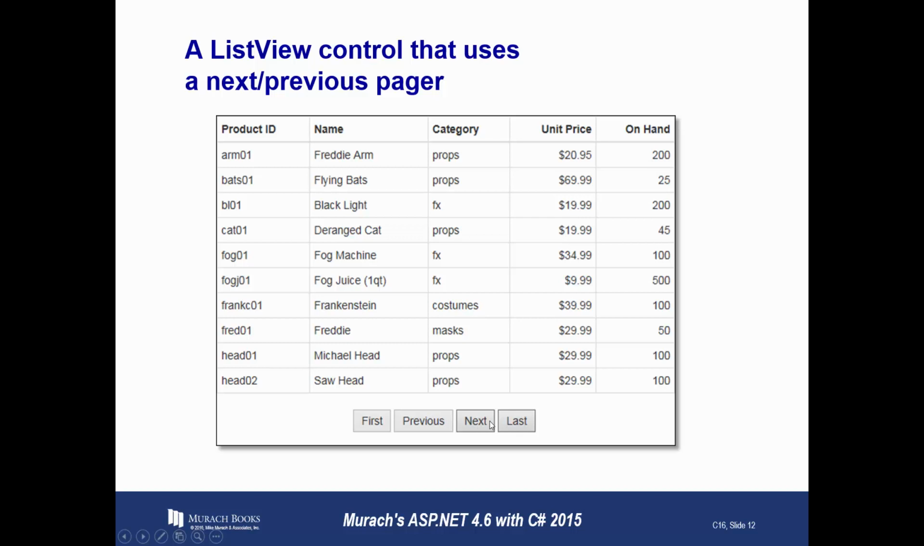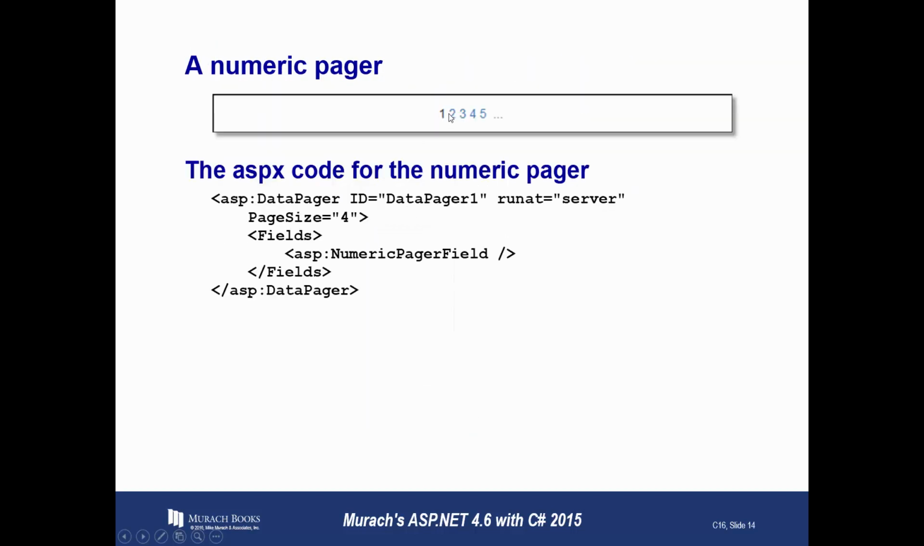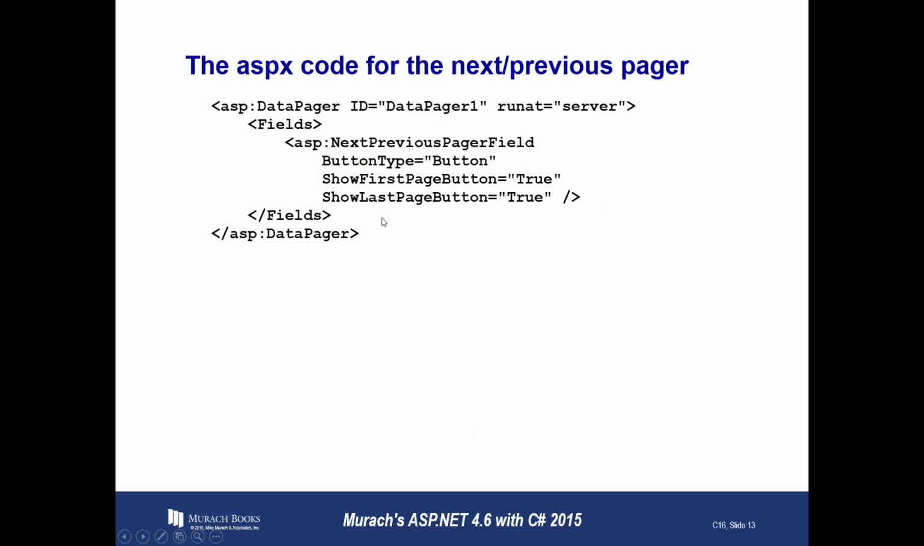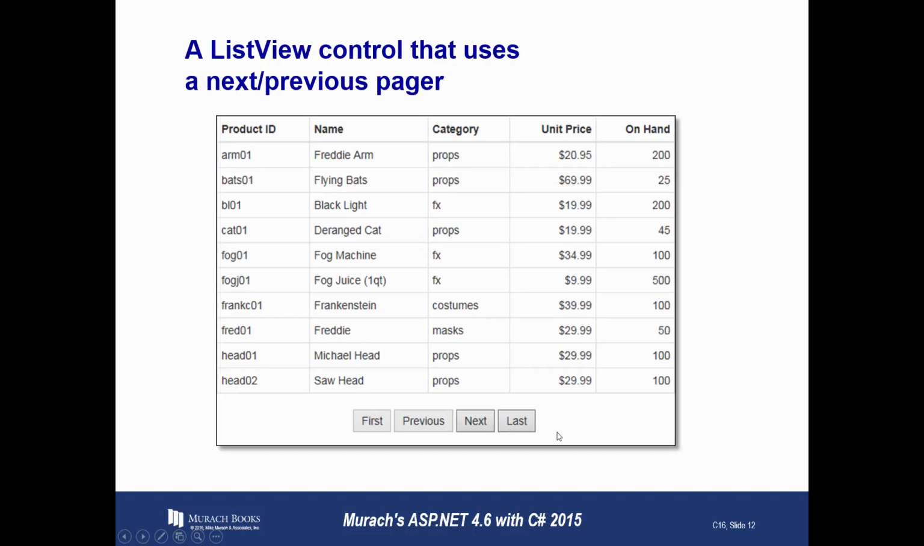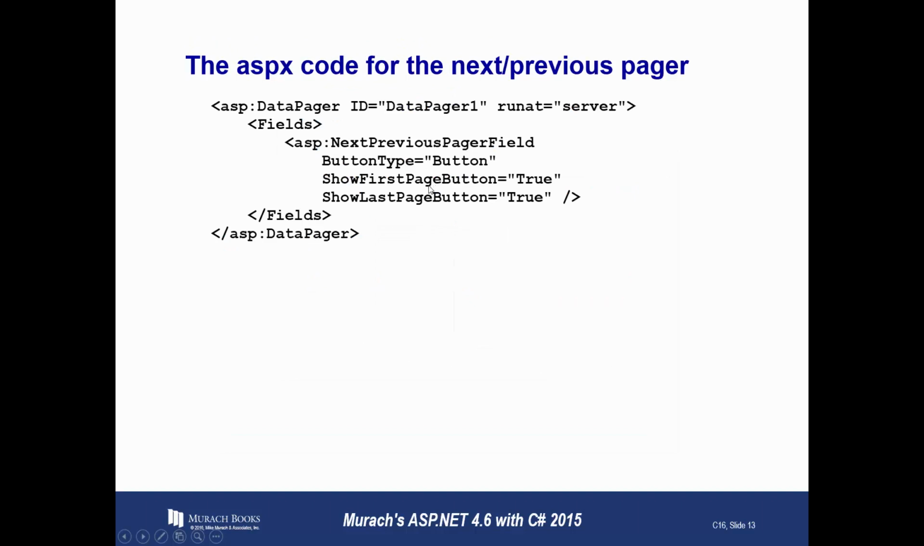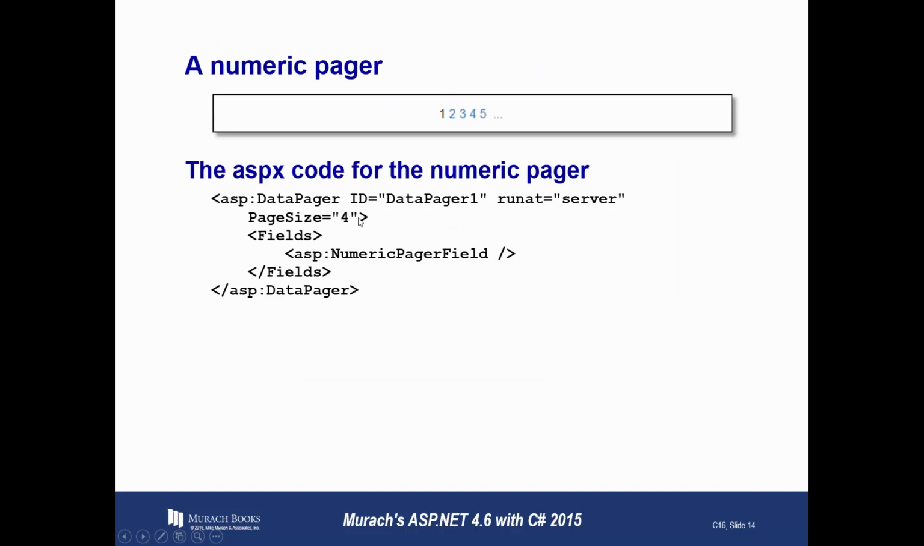You can set it up like this. You can have numbers with a numeric pager, etc. But this is what you're going to put in here. So notice first page and last page. We've got that, and we've got our previous and next. Here, the page size, we're showing 4, it looks like, per page, and we're using numbers.